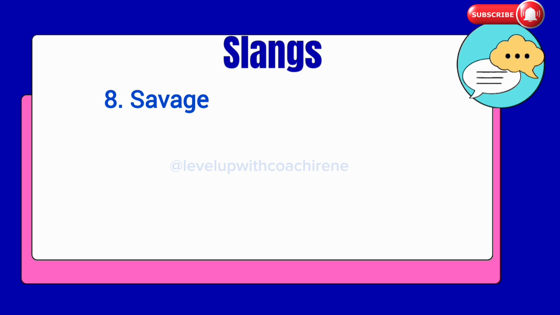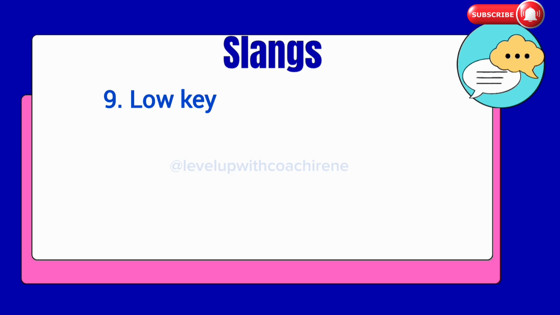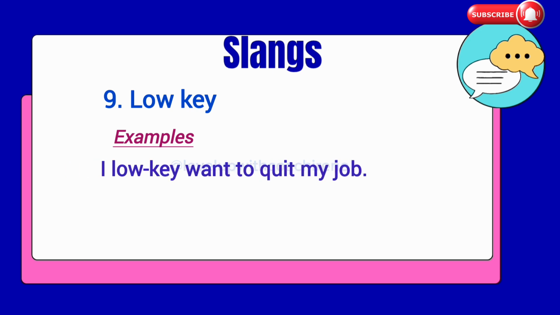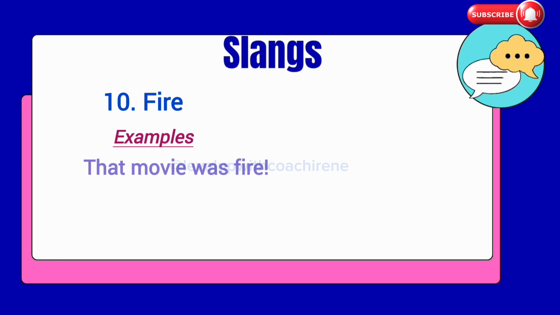Savage, meaning bold or ruthless. For example, that comeback was savage. Lowkey, meaning secretly, not obvious. For example, I low-key want to quit my job. Fire, meaning really good. For example, that movie was fire.